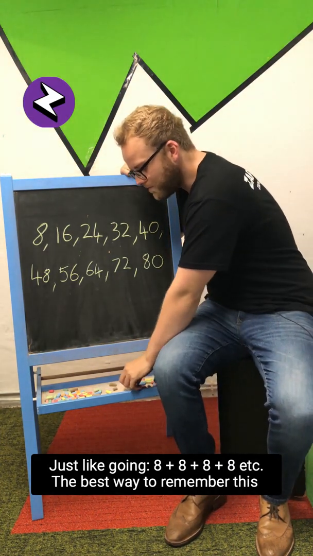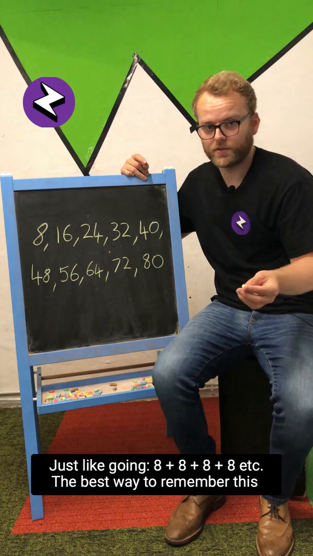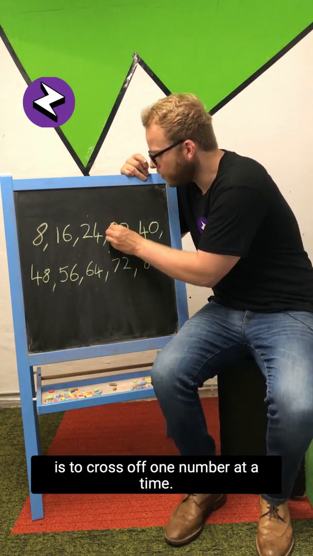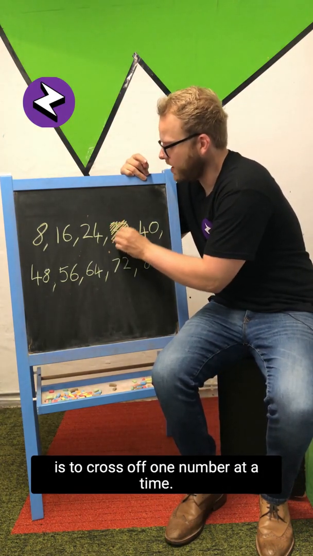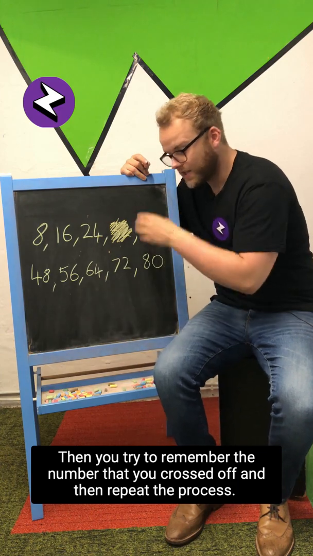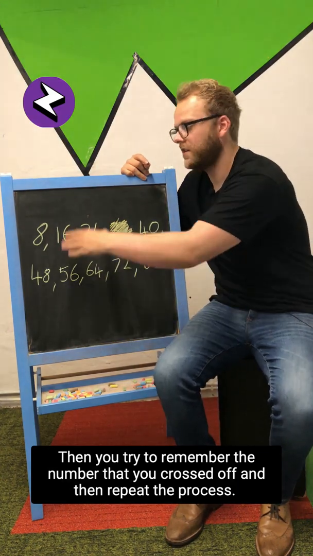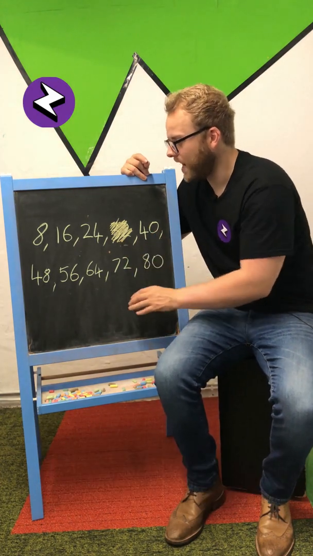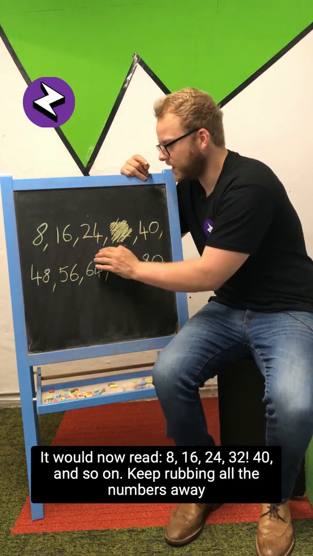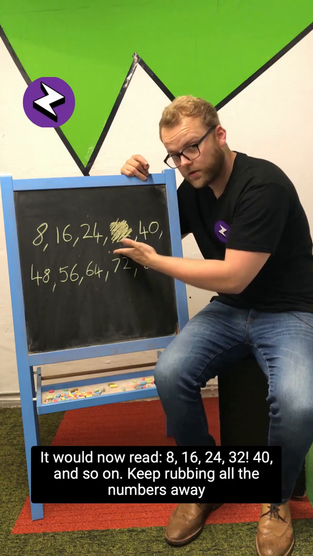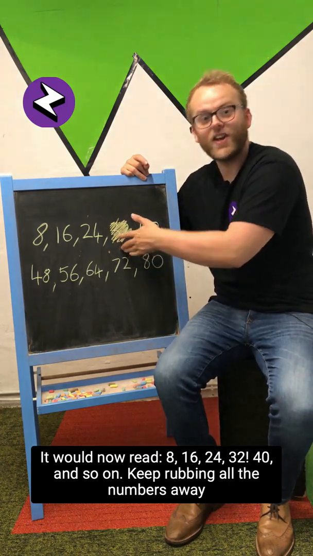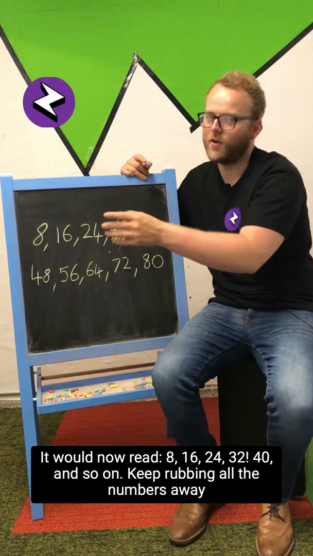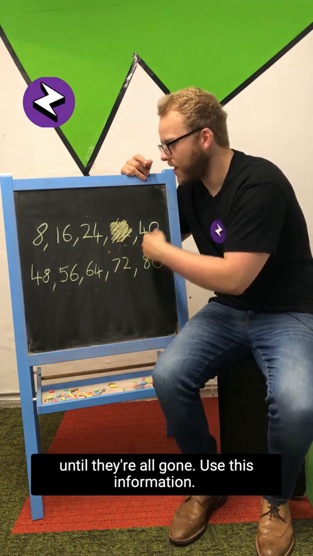Now the best way to remember how to do your times tables is to cross off one number at a time, okay? So you see it and you cross off a number and then you repeat all of it and try and remember the missing number. So in this case, it would now go 8, 16, 24, yes, 32, 40, and so on. And you keep rubbing them all out until they're all gone.